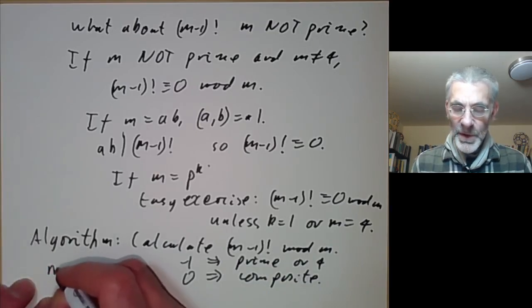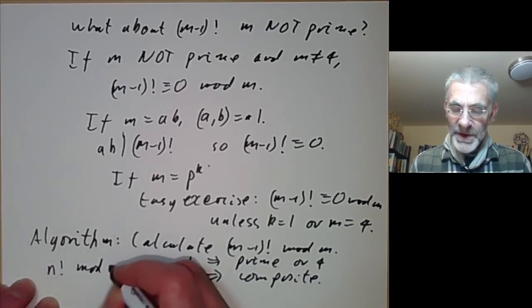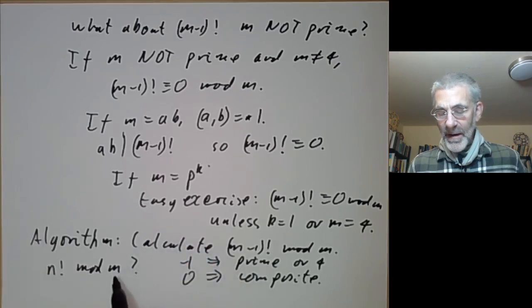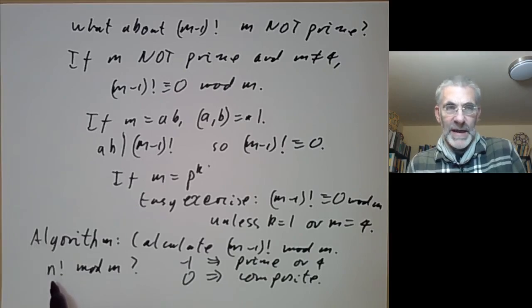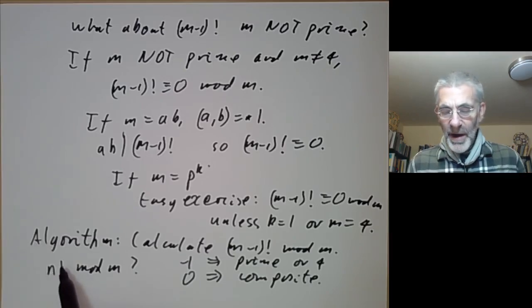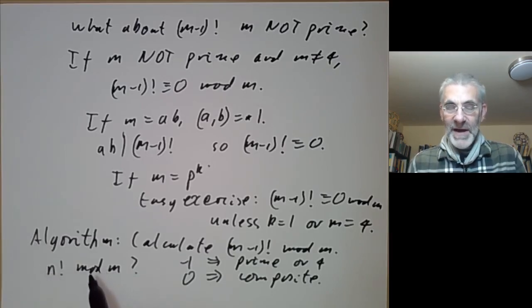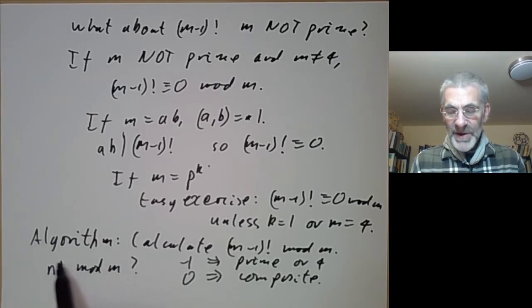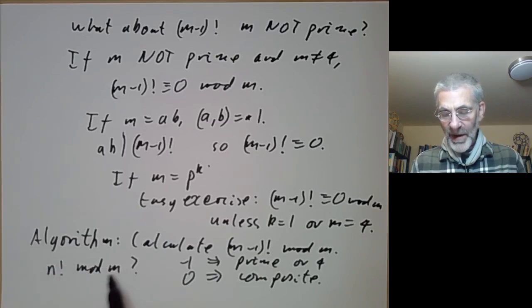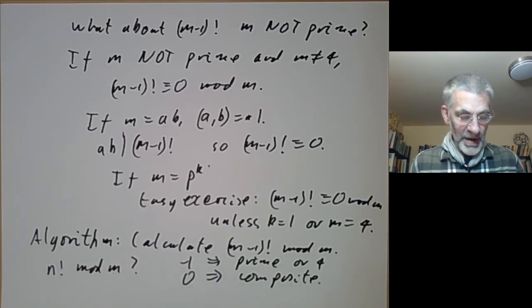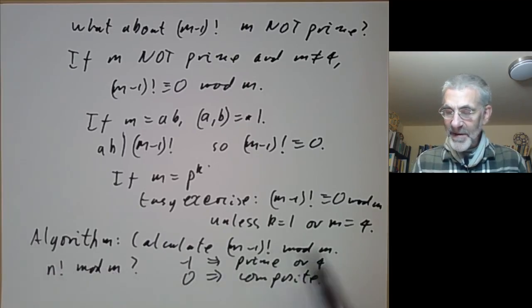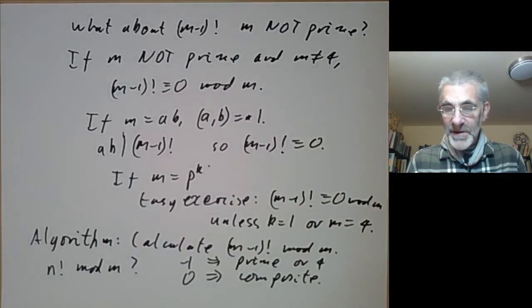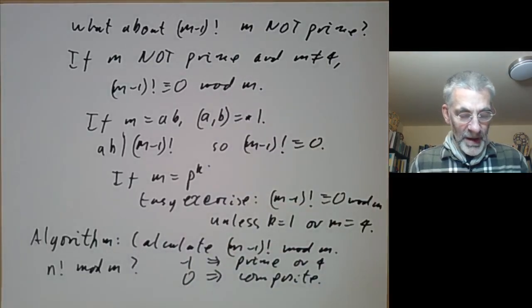So we have the problem: what is n factorial modulo m for some numbers m and n? Of course, if n is reasonably small, you can just calculate it by multiplying them up. But suppose n and m are large, say they both have 50 digits. There seems to be no particularly easy way to calculate this in general. If you could find such a method, it would give you a fast prime test.